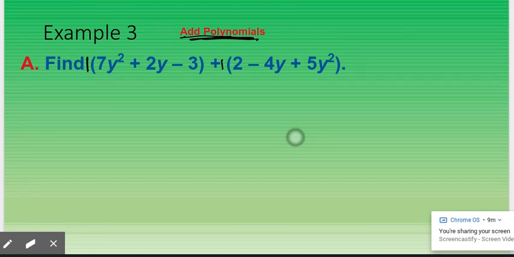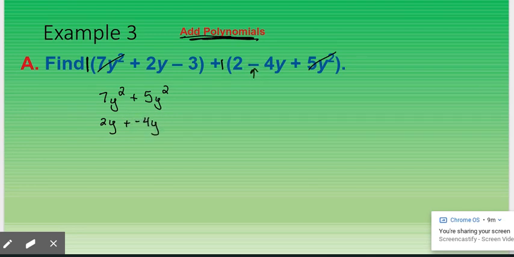Now, you can organize it. Okay, so I have a 7y squared and a 5y squared. I'm going to add those together. So that takes care of those. I have a positive 2y and a negative 4y. And be very careful that we're making this a negative. Okay. Those are done. And then we have our constants. We have a negative 3 and we have a positive 2. And we're just going to add those up.